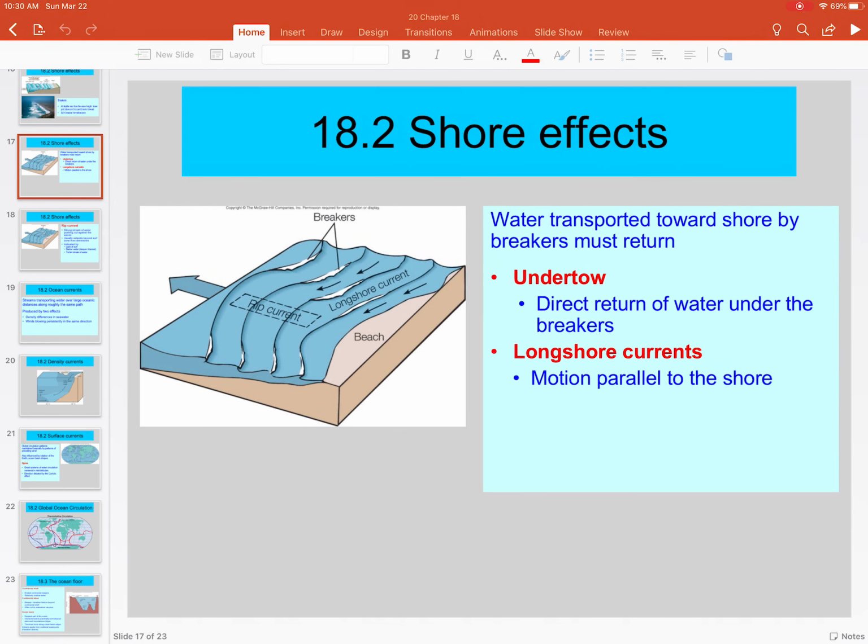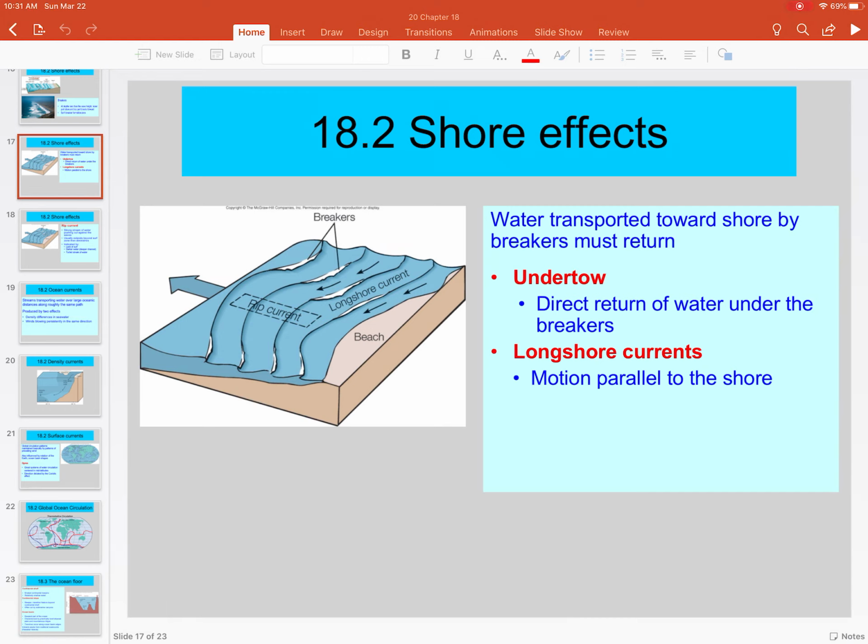All right, so some other shore effects. Water transported towards shore by the breakers has to be returned, right? Water doesn't just keep coming in. It's going to have to be returned. So there's two ways that this occurs. The first is called an undertow, and the second is called a longshore current.